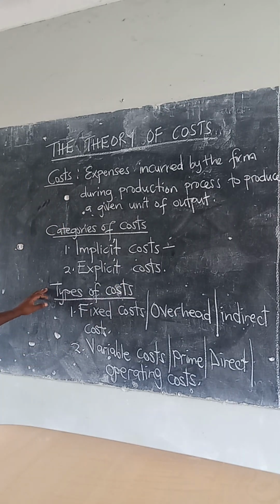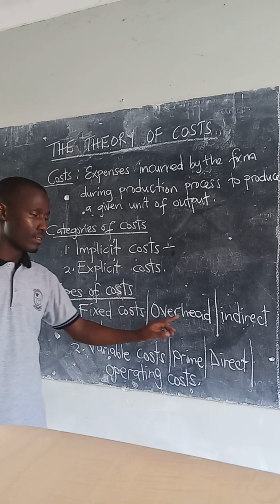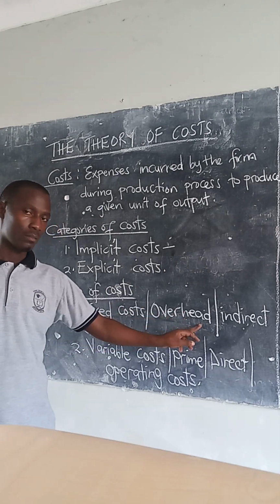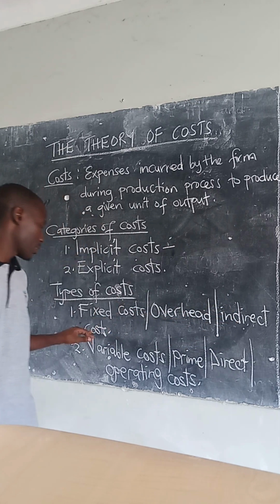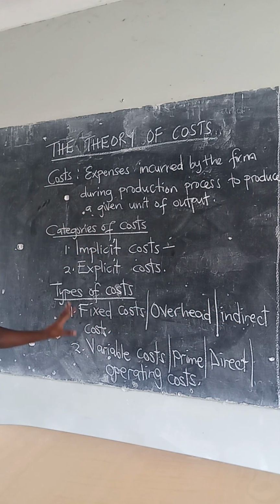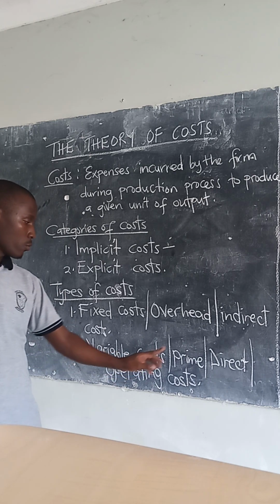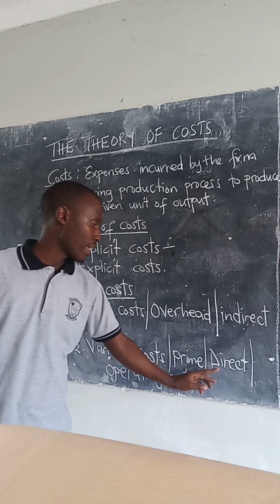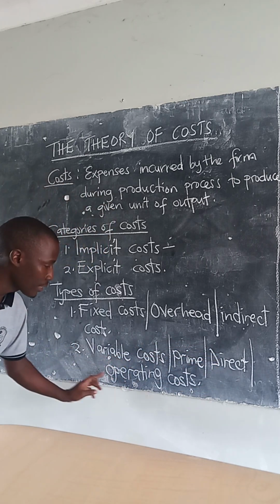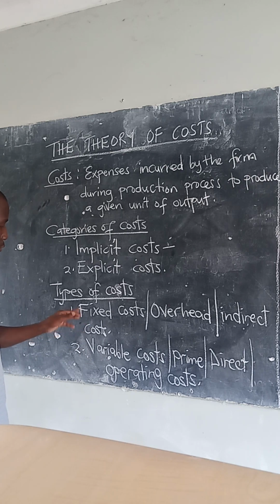So let's go to types of costs. Now we have two major types of costs, and all other costs come from these two. We have the fixed costs, sometimes we call them overheads or overhead costs. The indirect costs. All these names mean fixed costs. Then we have the variable costs, or you can call them prime costs or direct or operating costs.